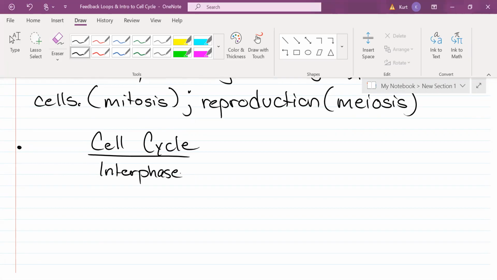You know, Titanic is a long movie. Gone with the Wind is a long movie. You need an intermission, just a breather. Go to the bathroom, get some snacks. Well, inter means in between. Interphase means in between divisions. So this is the time after the cell is divided and it is getting ready to divide again.